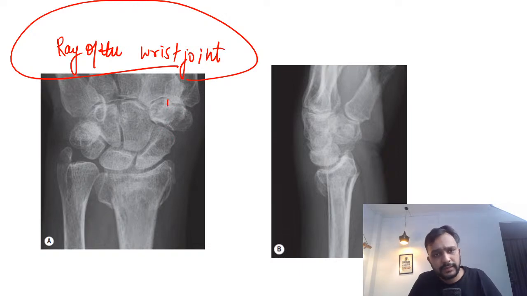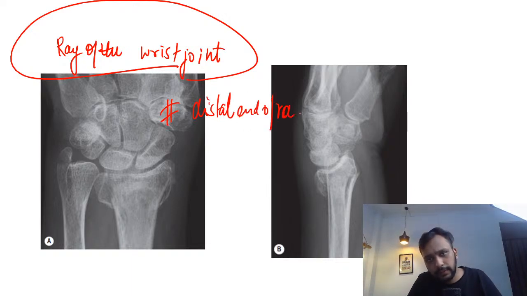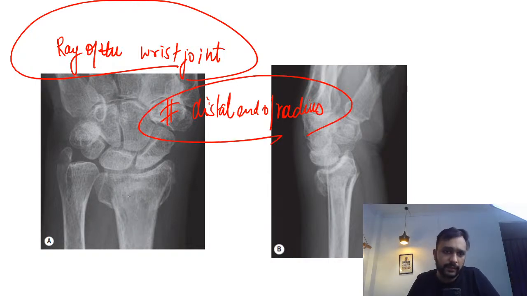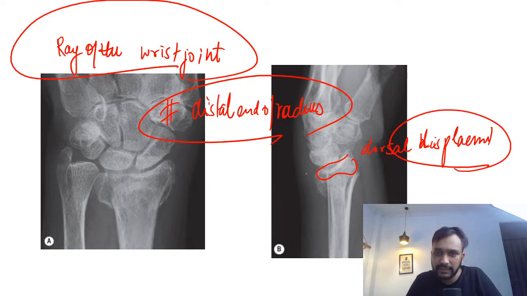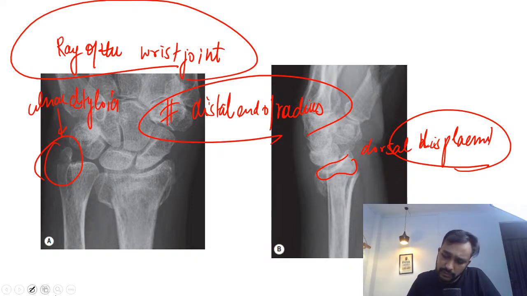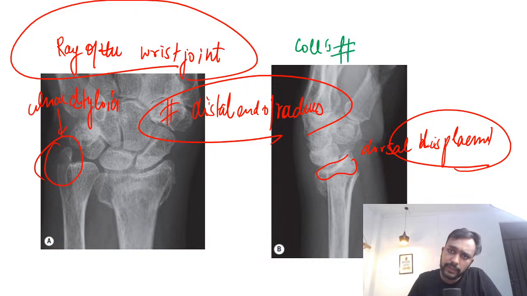So guys, in this there is a fracture involving your distal end of the radius, along with that you can see that there is dorsal displacement of this fracture segment, and a fracture of the ulnar styloid process. All these three things are components of your Colles fracture.